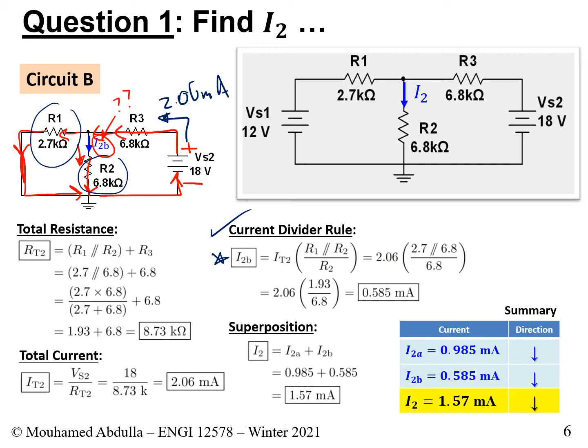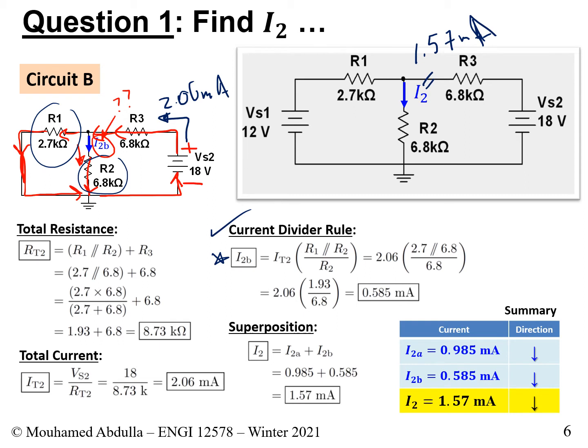And when you add them together, this is called superposition. You add them together, and we determined that it is 1.57 milliamps flowing downward. And we got the answer. So this is really the answer that we were after all this time. So this result, this 1.57, is in fact what this value is. This is 1.57 milliamps.